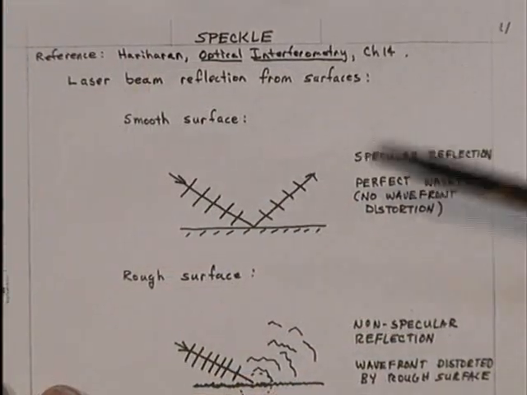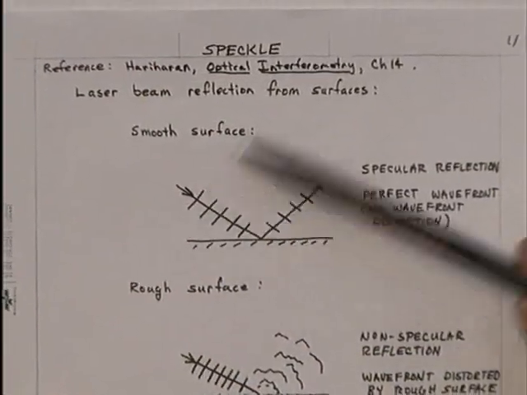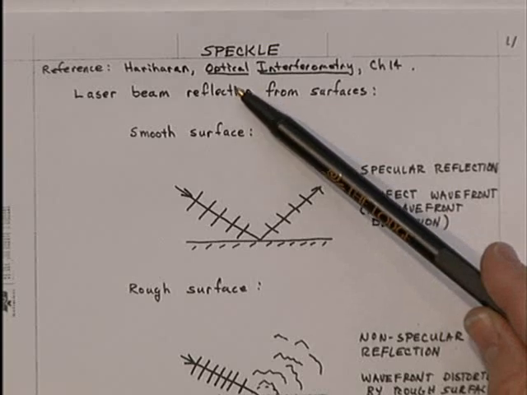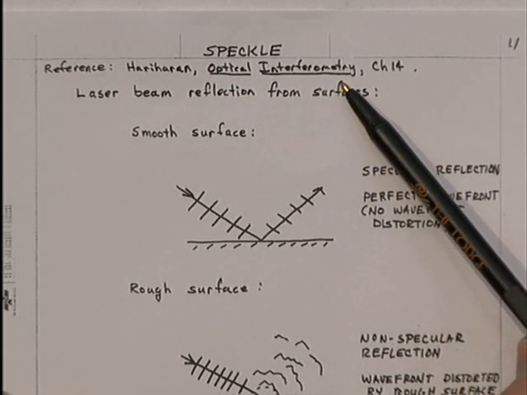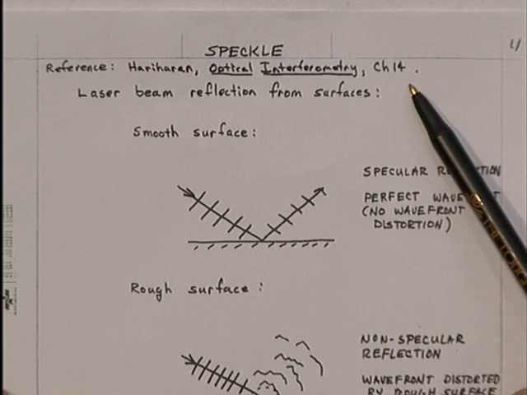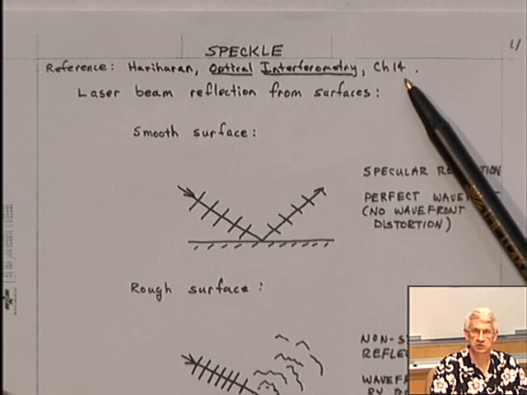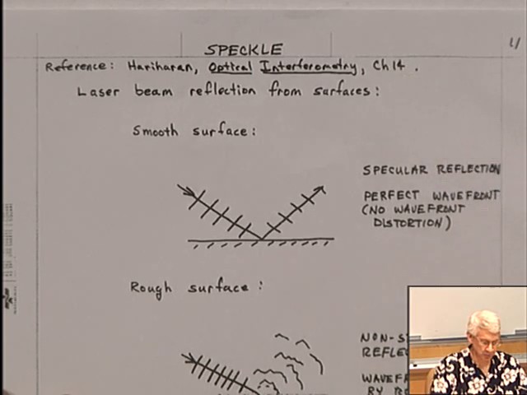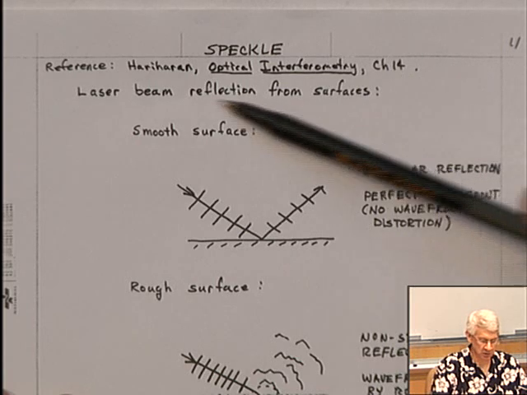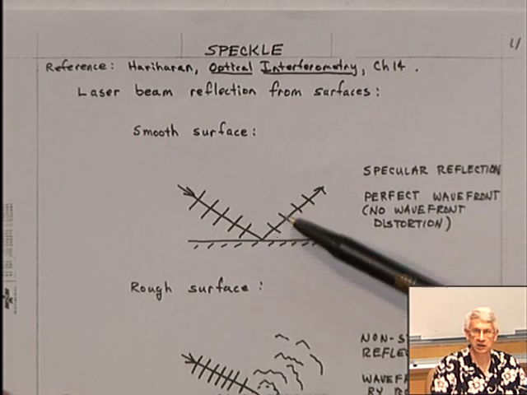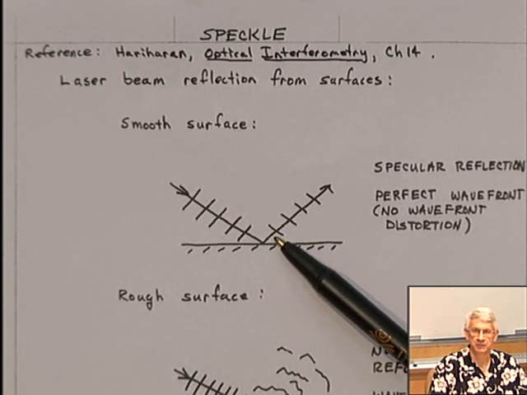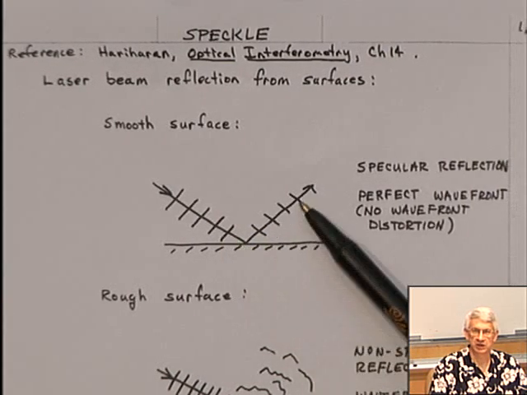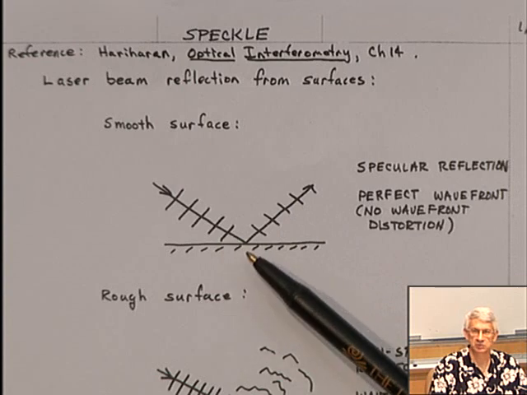It's kind of a fun topic. So the reference that I'll be using is from Hariharan, a book called Optical Interferometry, chapter 14 of the particular edition that I was looking at. And what we've studied so far in class is interference, and then the final lecture will actually be about thin film reflection and transmission.